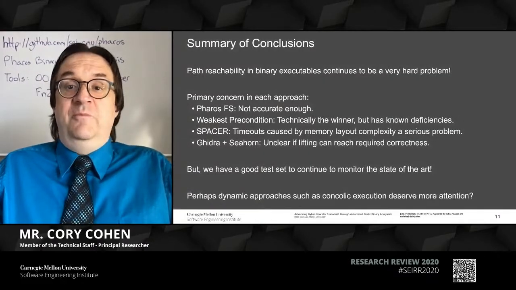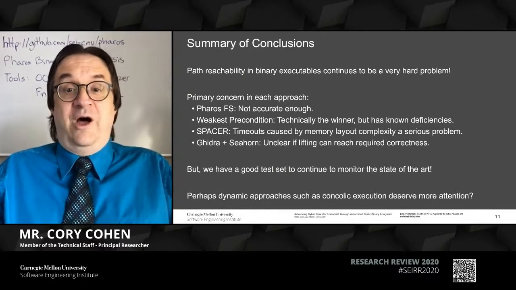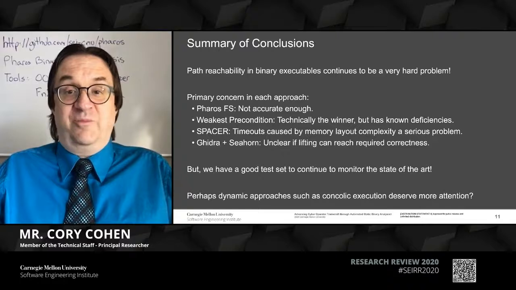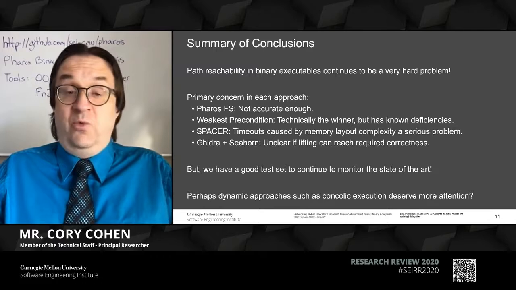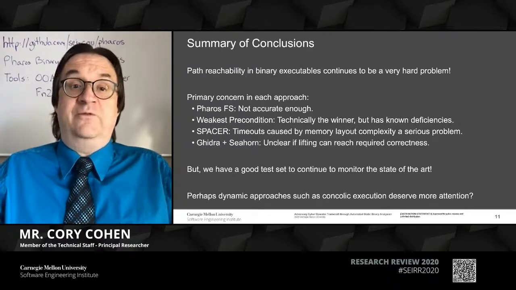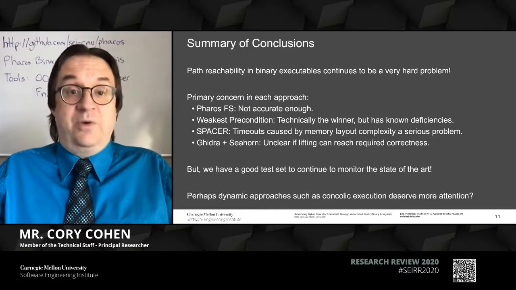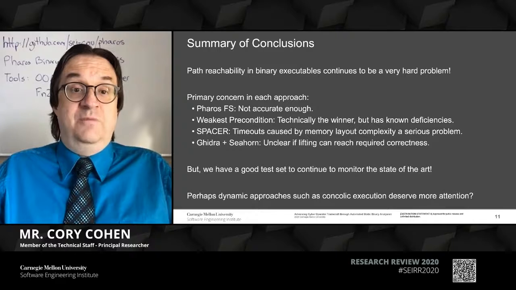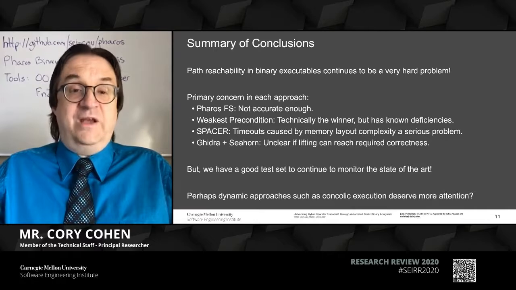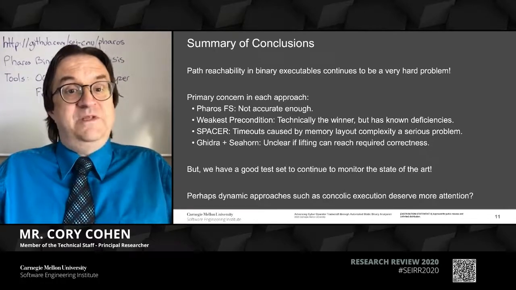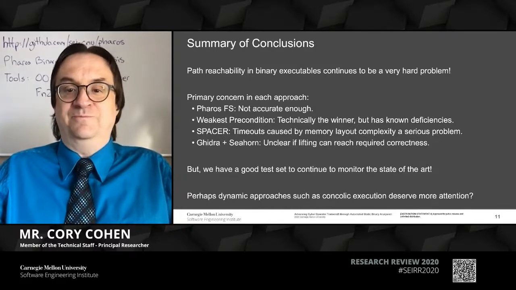So in summary, path reachability and binary executables in particular continues to be a very hard problem. We've got all these approaches. There's the Pharos function summary approach, and it's not accurate enough. There's the weakest precondition approach that's technically the winner and does pretty well, but it has known deficiencies that prevent it from accomplishing our original goals. We've got this Spacer approach, PDR approach, that is very accurate, but hasn't quite met our performance needs to be applicable. And we've got a Ghidra Seahorn approach that's promising, but is stuck on other fundamental research challenges in raising the accuracy of the decompilation.